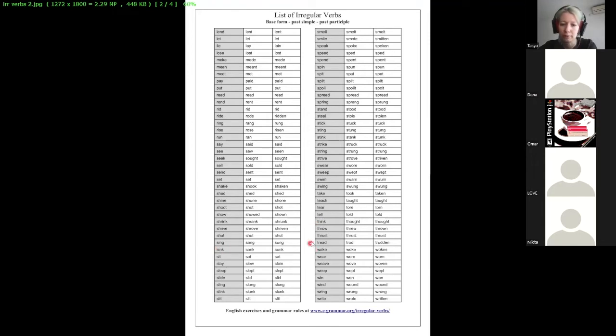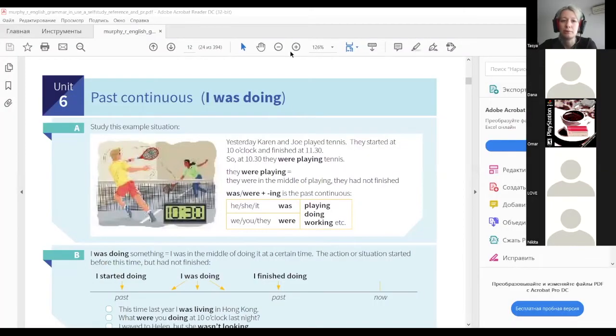Что такое thread? Будет задание вам для самих себя посмотреть на эту таблицу, понять, какие глаголы вы не знаете или знаете плоховато, и ее повторить. Потому что я не хочу тратить все наше с вами время на таблицу неправильных глаголов. Давайте поедем дальше. So, next one is past continuous, right?